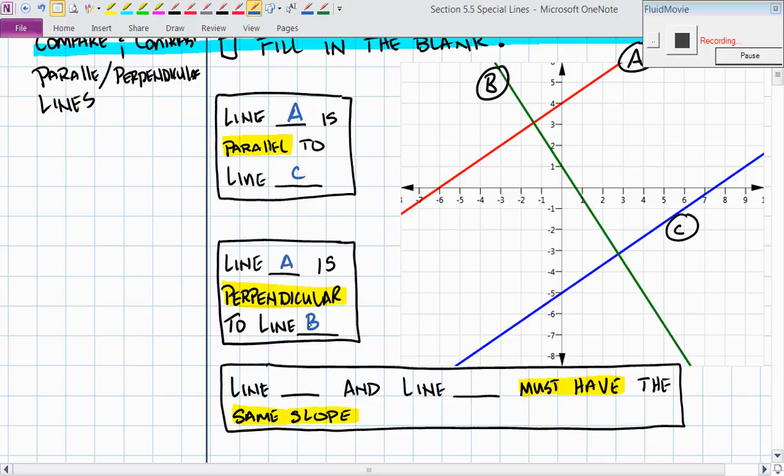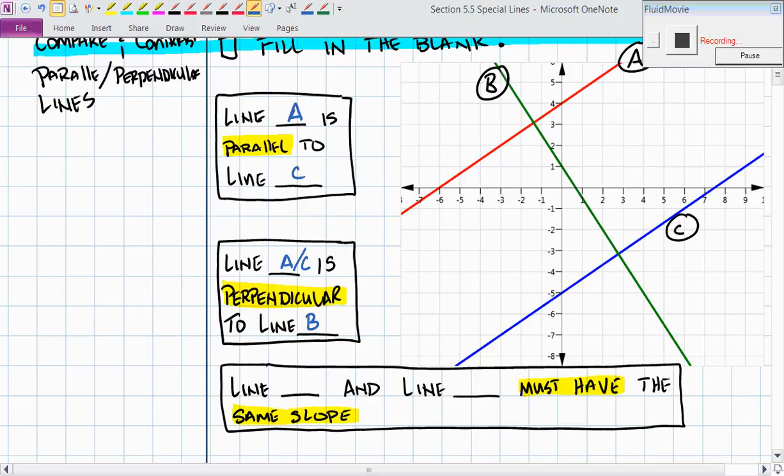Is that correct? Did anybody put anything different? Okay, line B is perpendicular to line A. What about line C? You could have also done this: line A or C is perpendicular to line B. Isn't that true? A or C perpendicular to line B. It should have been. Now, line blank and line blank must have the same slope.